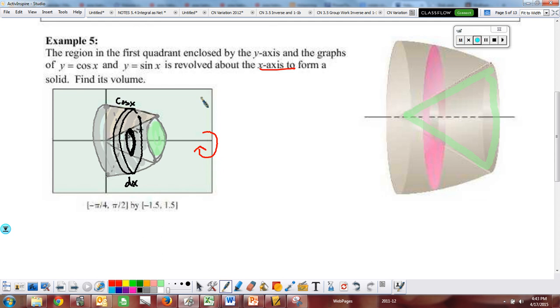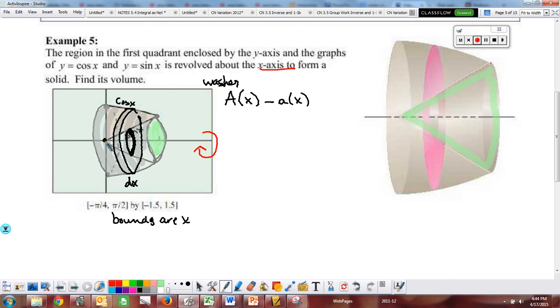I recognize that this is a washer, that my solid rotated figure has a hole in the middle of it. That's really the only reason why I'm drawing this in. And what I need to do is take the area of the big one minus the area of the little one in order to get the actual area of the disk that we're looking at. And it is a function of x because I'm doing dx, and my bounds are x as well. Okay, let's start with the bounds.